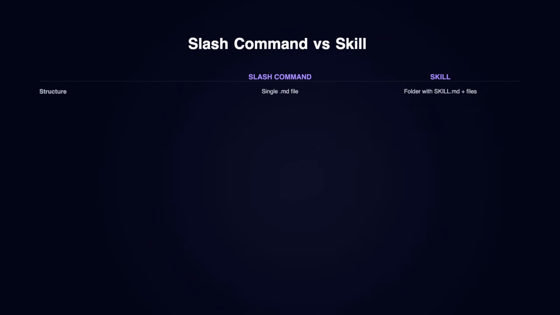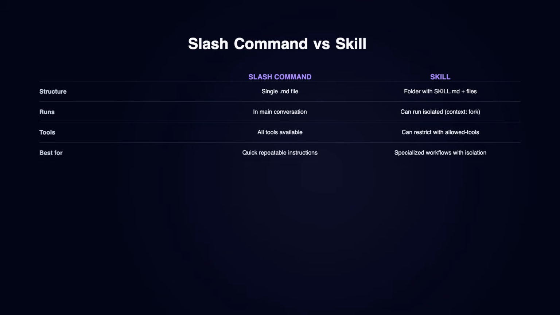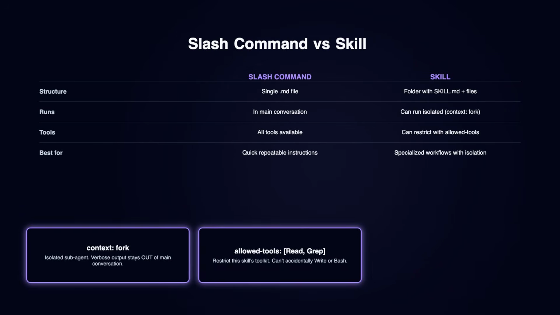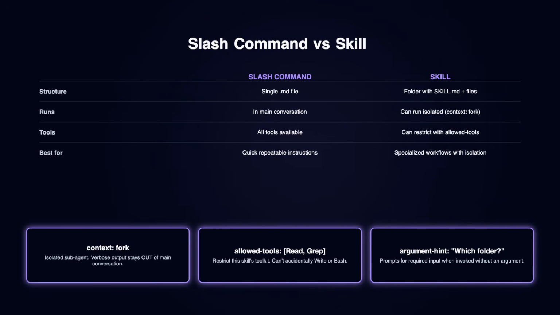Skills are like /commands but more powerful. A folder containing a SKILL.md file with a YAML configuration block. Context fork runs the skill in an isolated subagent so verbose output stays out of your main session. Allowed tools restricts which tools the skill can use. Argument hint prompts for input when none is given. Use CLAUDE.md for always on rules. Use skills for on-demand specialized workflows.